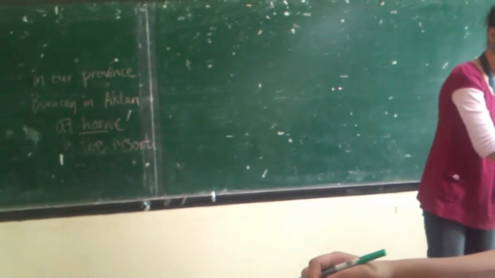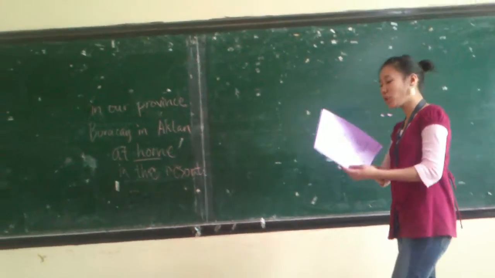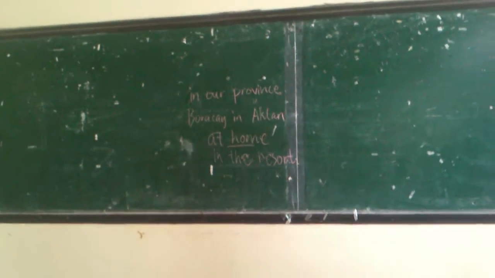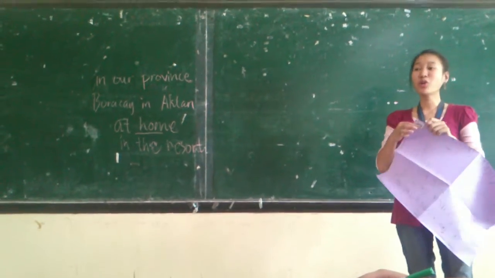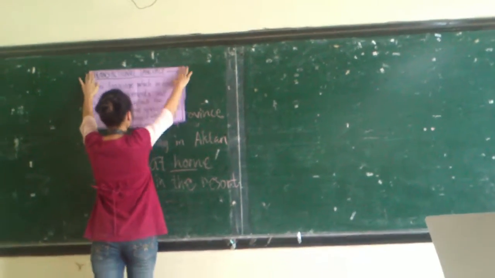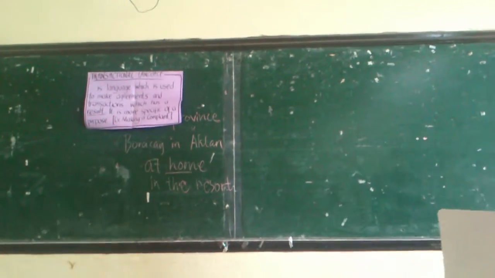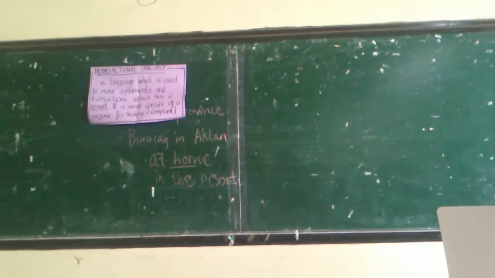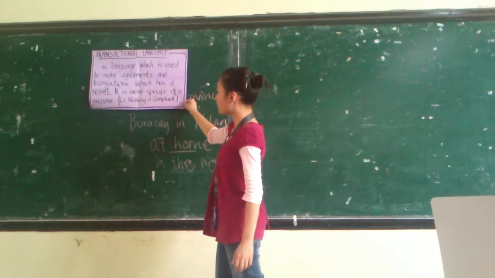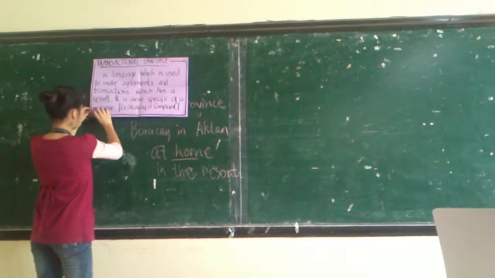What do you normally do when you don't know the person and you order things? That is called a transaction. You have a transaction with someone or with another person. So that's called transactional language. Can somebody please read what transactional language means? Transactional language is language which is used to make agreements and transactions which has a result. It is more specific for a purpose.